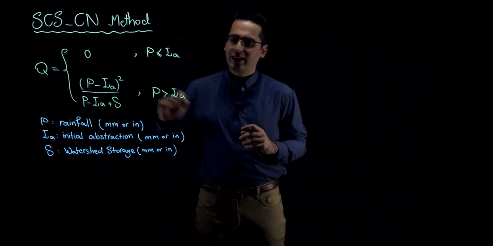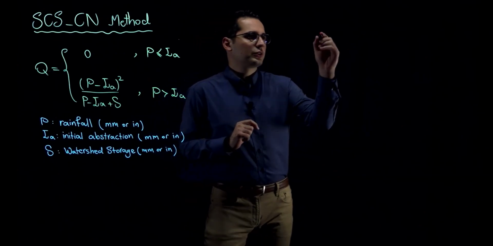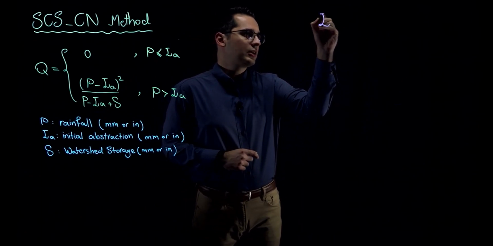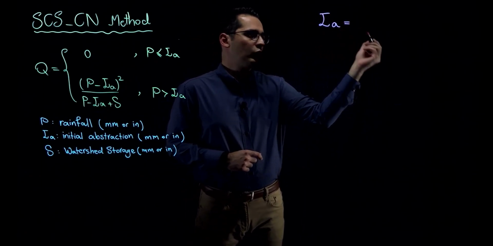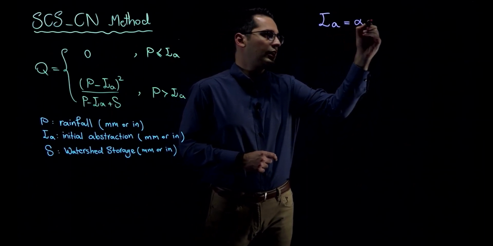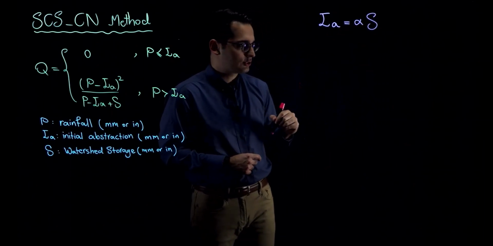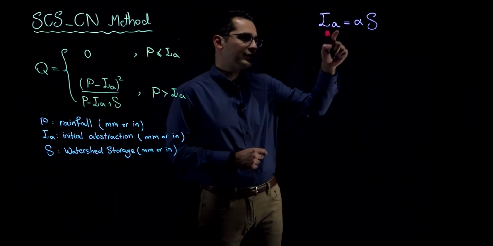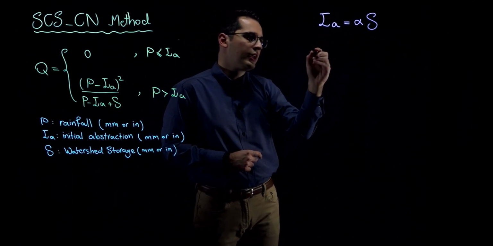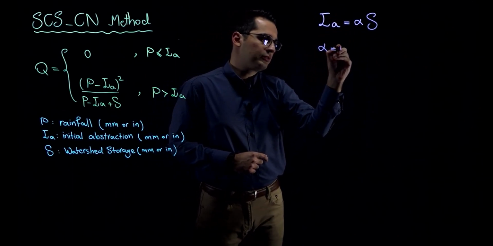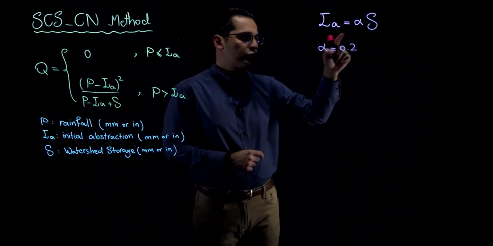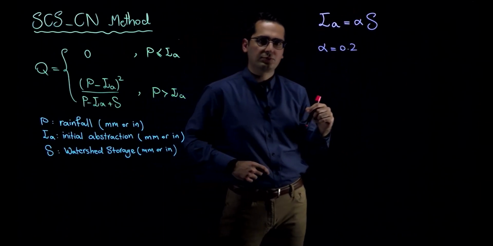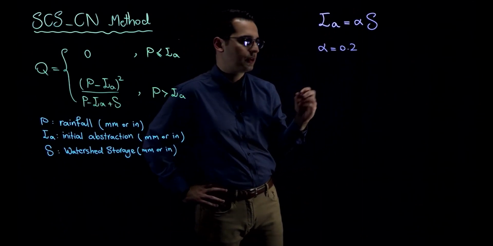Let's start with initial abstraction. Several studies show that initial abstraction, or I sub A, is a function of watershed storage. So alpha times watershed storage, or capital S. Now, the question is, how do we find the value of alpha? So traditionally, the value of 0.2 or 20% of water storage has been used for initial abstraction, right?